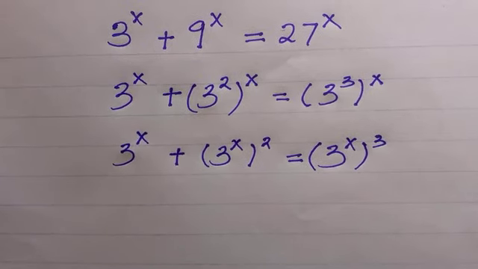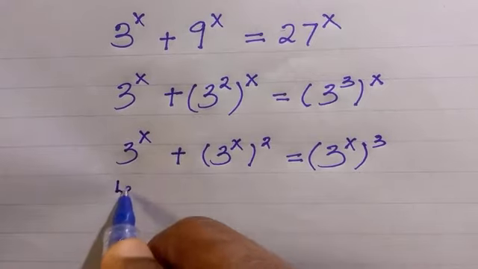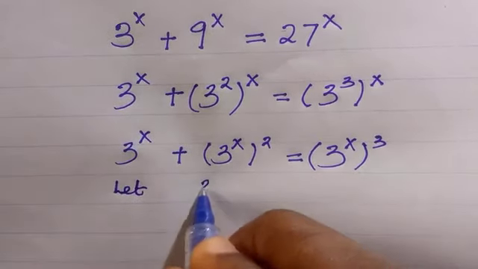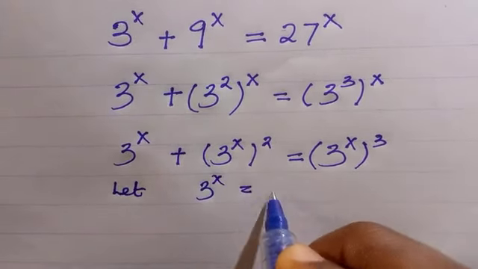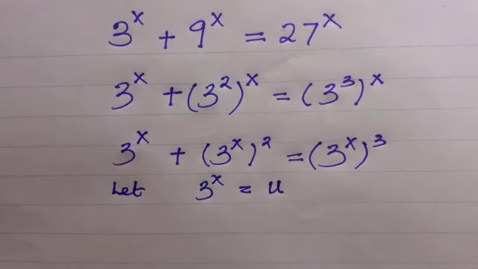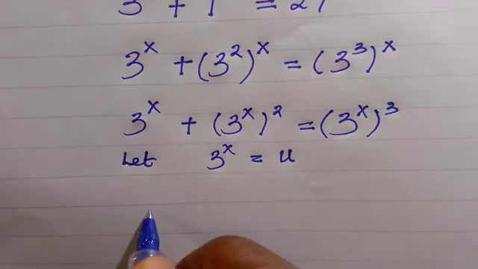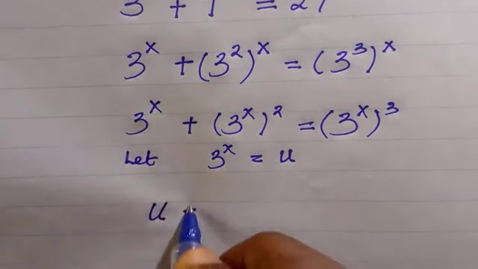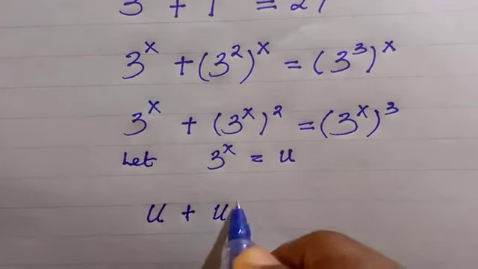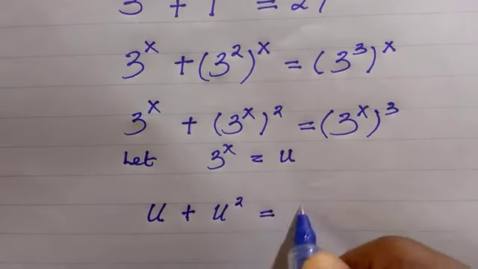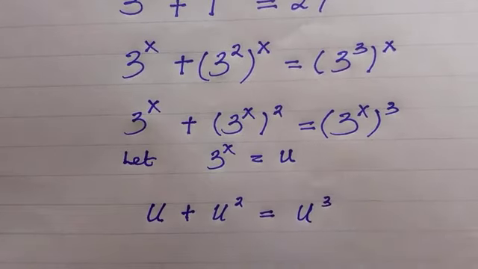So we have a common 3 to the power of x. Let's try to replace it. Suppose I replace 3 to the power x with u. So I'm going to do the substitution: anywhere I see 3 to the power x, I will replace it with u. So the first one is u, the second one is u square, everything equals u to the power of 3.